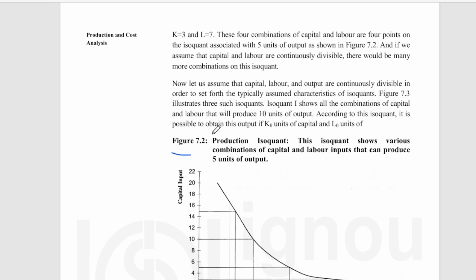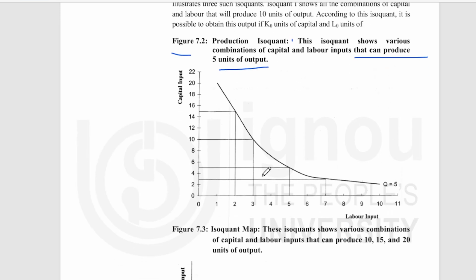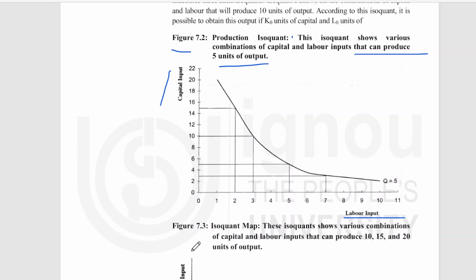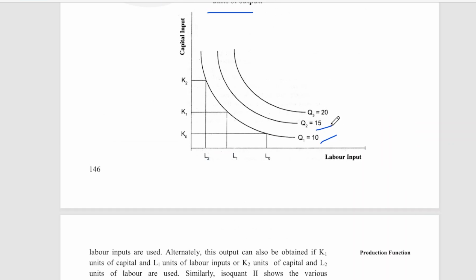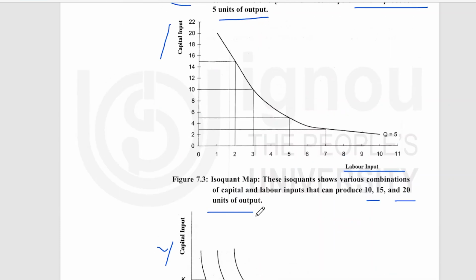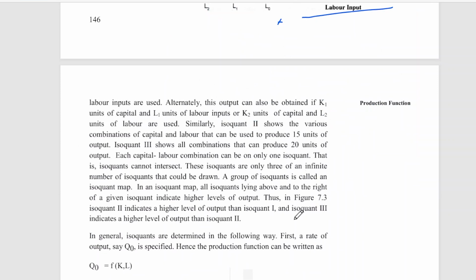And here is figure 7.2, that is the production isoquant. This isoquant shows the various combinations of capital and labor input that can produce 5 units of output. Here is labor input and this is capital input. And 7.3 is the isoquant map. These isoquants show the various combinations of capital and labor input that can produce 10, 15 and 20 units of output. So this is 10, this is 15 and this is 20. Here on the x-axis is labor input, and on the y-axis is capital input.